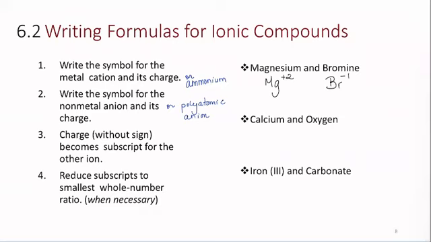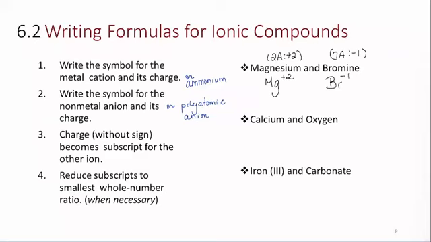Excellent. For those students that are like, wait, where did you guys get this from? Understand that magnesium lives in group 2A, so that's why it's +2. Bromine lives in 7A, and because it lives in 7A, that's why it's -1. That's where we got that from. We're talking about representative elements right now.